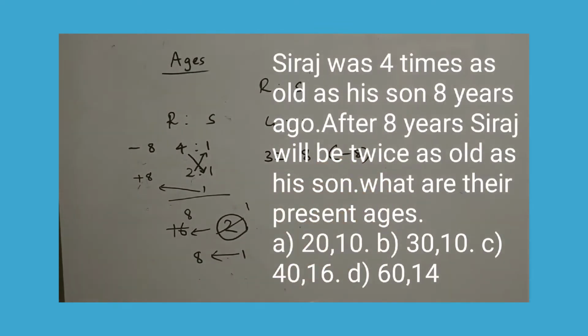Now I have to add 8 for this. 32 plus 8, 40. 8 plus 8, 16. So the ratio is 40 is to 16. So the present ages are 40 and 16. This is question number 1.